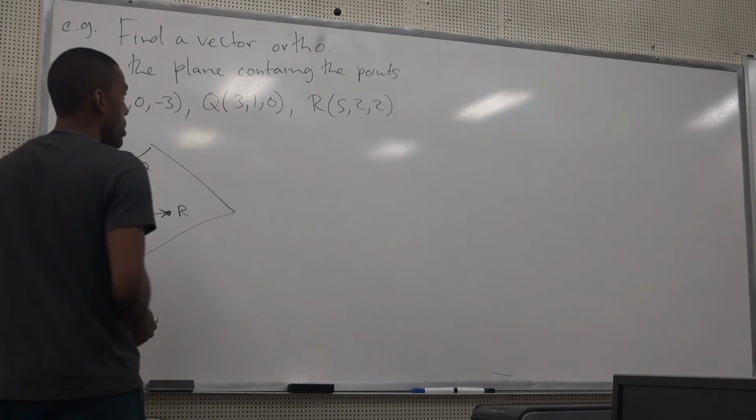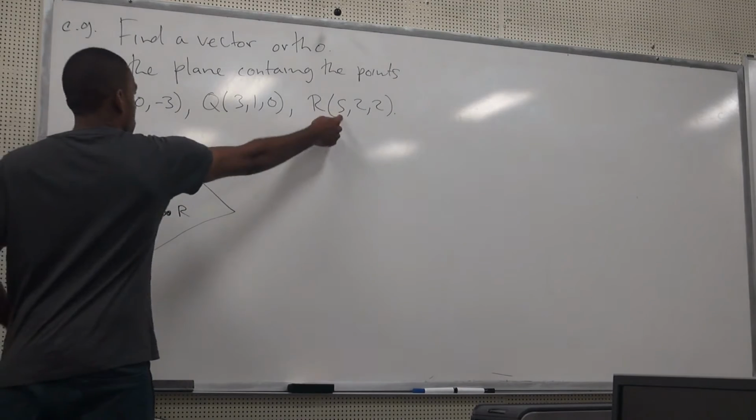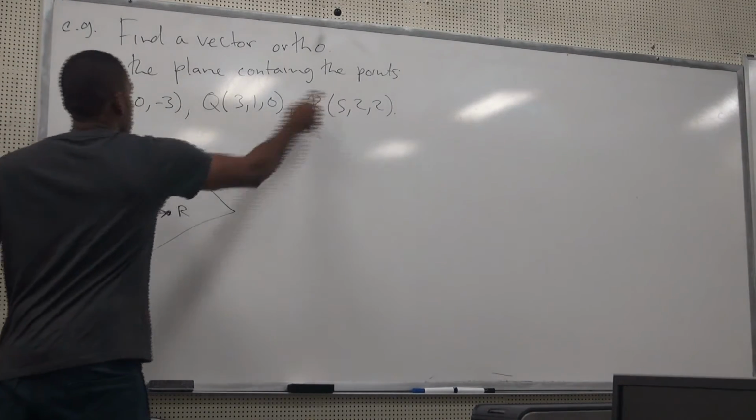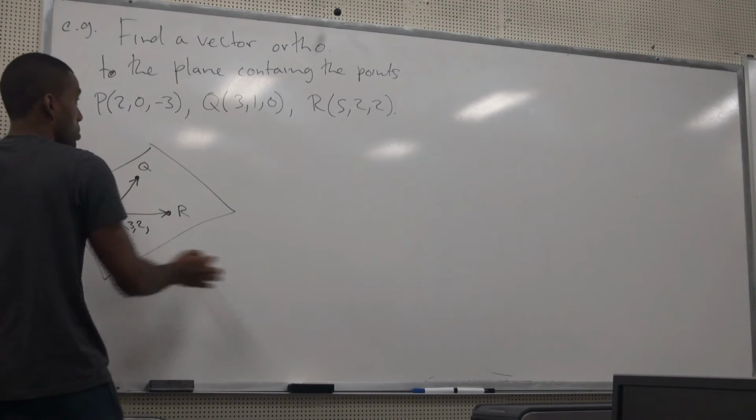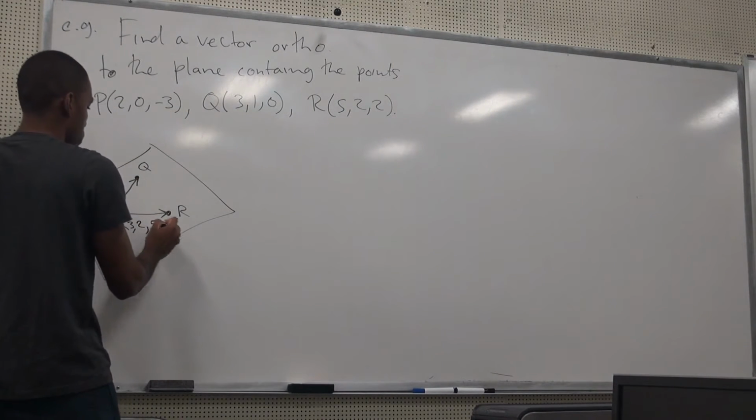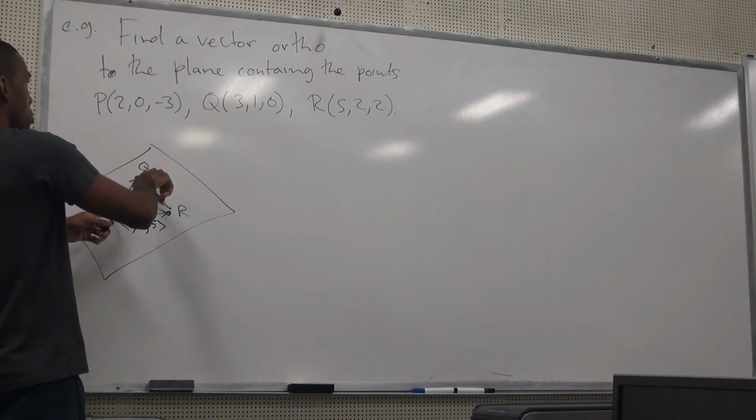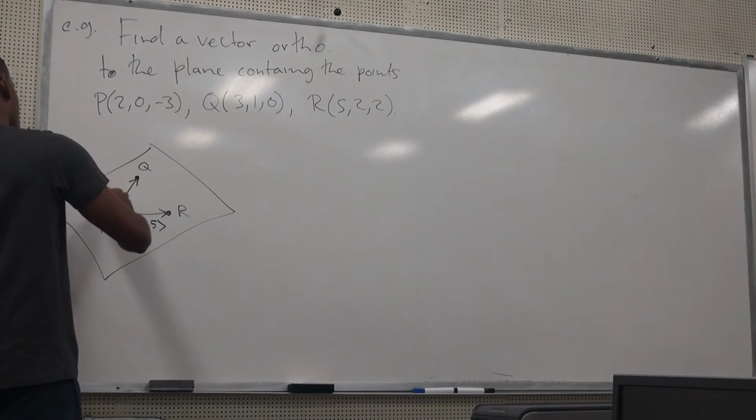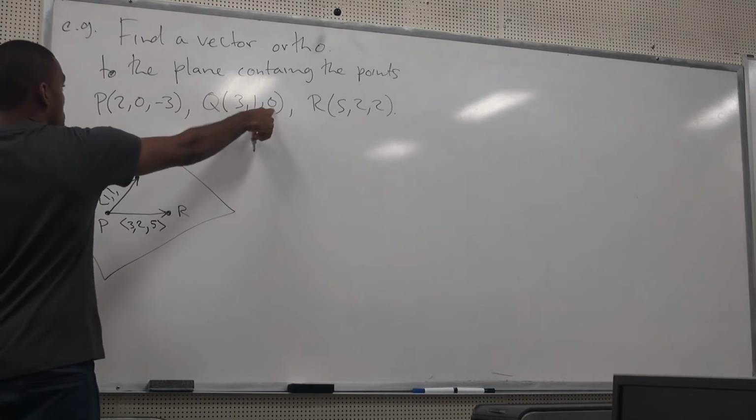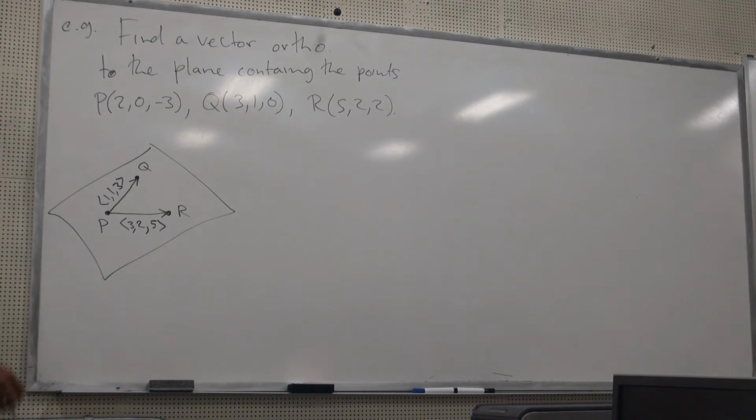Right, how do we create a vector from 2 points? Final point minus initial point, right? So 5 minus 2 gives us 3. 2 minus 0 gives us 2. 2 minus minus 3 gives us 5. PQ is done the same way. 3 minus 2 gives us 1. 1 minus 0 gives us 1. 0 minus minus 3 gives us 3. So we have these 2 vectors.